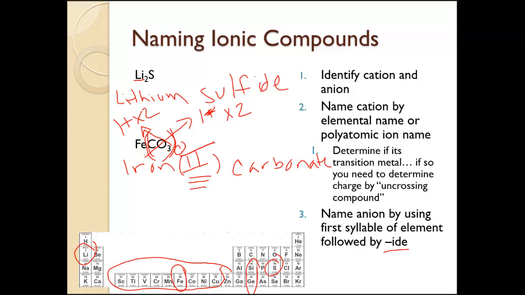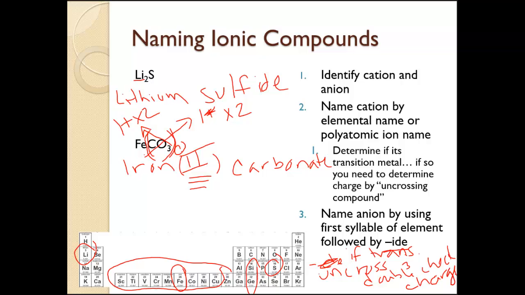So under here, we're going to do, if it's a transition metal, uncross and double check. So we're double checking the charge of the anion.